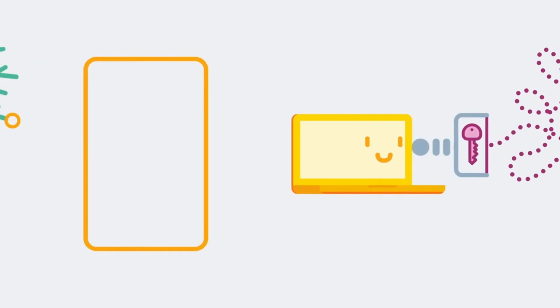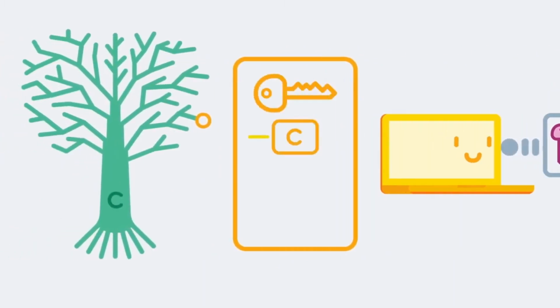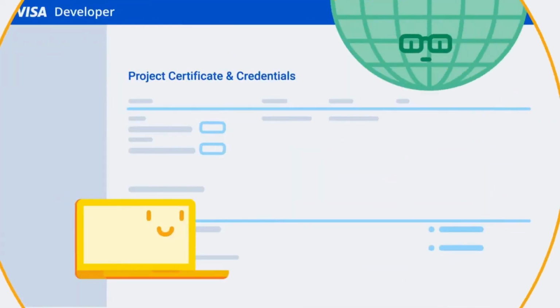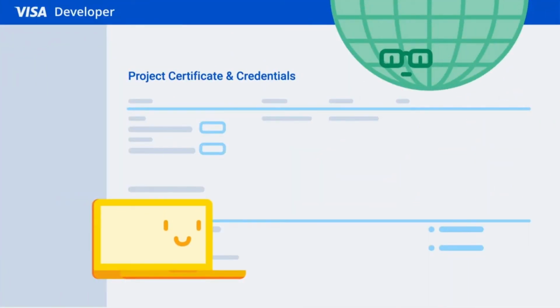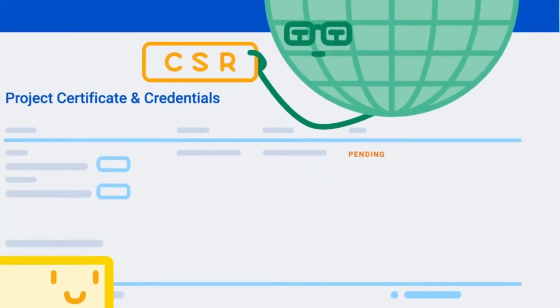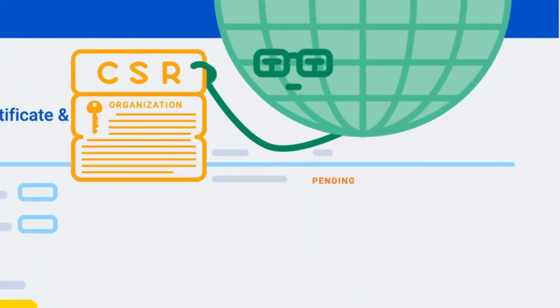To establish a two-way SSL connection, you must have the private key, client certificate, client authority root certificate, and certificate authority intermediate certificate. In order to obtain a valid client certificate from Visa Developer, you must submit a certificate signing request file when creating a new project or when submitting a production go-live request. The CSR file contains client organization details, as well as the public key from the client.